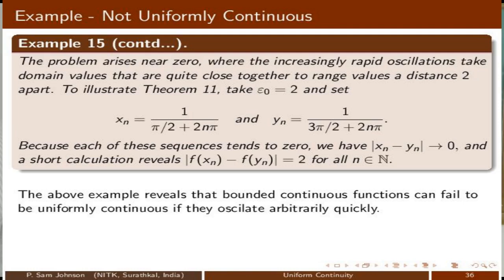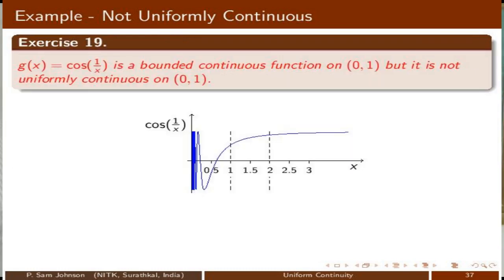For those two sequences xn and yn, modulus of xn minus yn tends to 0, but by a simple calculation you can find modulus of f of xn minus f of yn is 2 for all n. Therefore, this function is not uniformly continuous on the open interval 0 to 1. Similarly, cos of 1 over x is a bounded function and a continuous function on the open interval 0 to 1, but it is not uniformly continuous on the open interval 0 to 1.